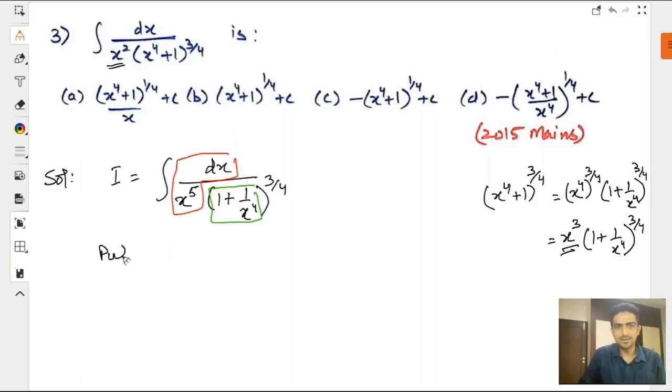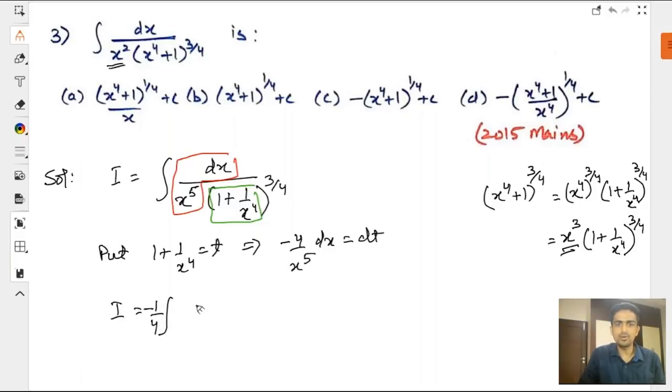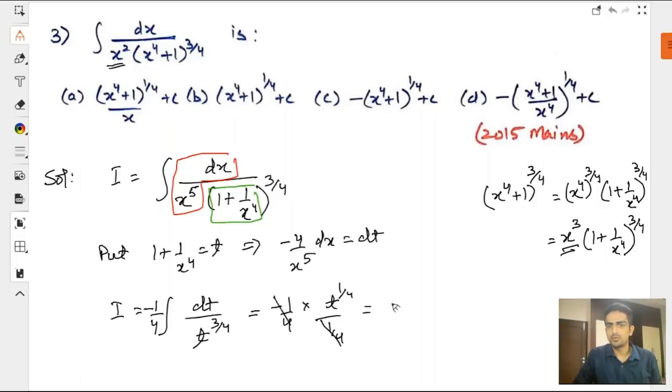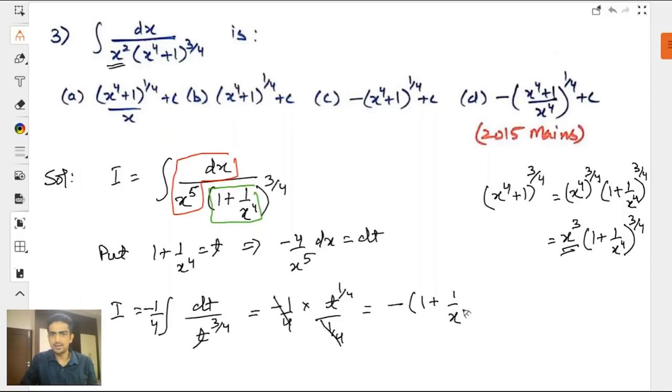So we are going to substitute 1 plus 1 by x power 4 as t. This is going to give me minus 4 by x power 5 dx equal to dt. So the integral comes out to be minus 1 by 4 dt upon t raised to power 3 by 4. And hence you get your answer. T raised to power minus 3 by 4. You add 1, you get t power 1 by 4. And then you divide by 1 by 4. So minus t power 1 by 4. The rest all is good.